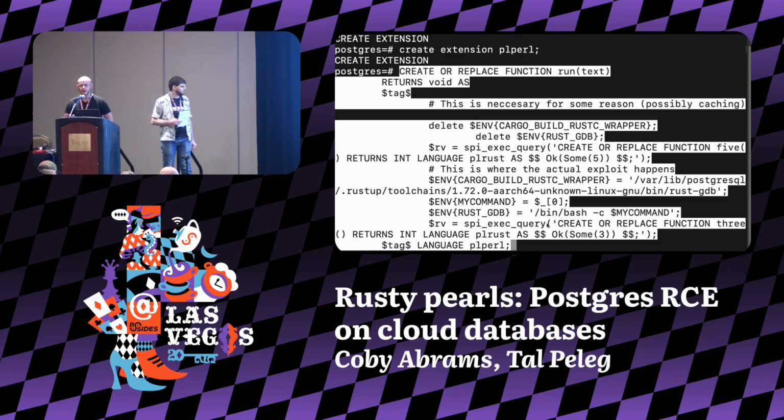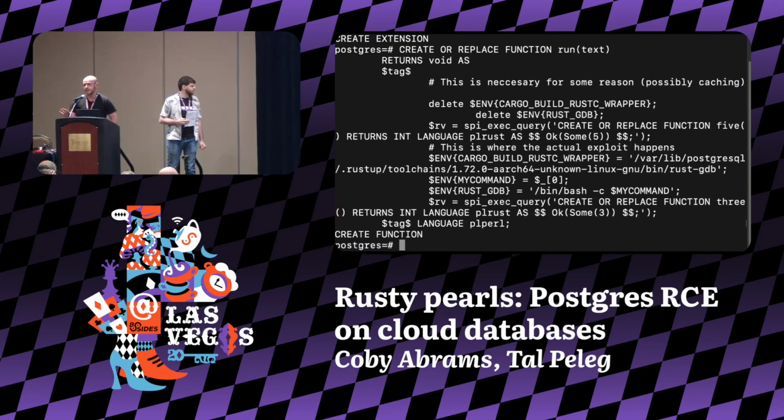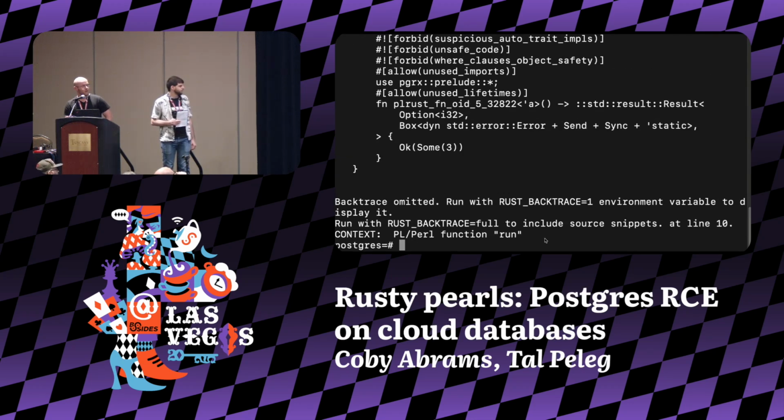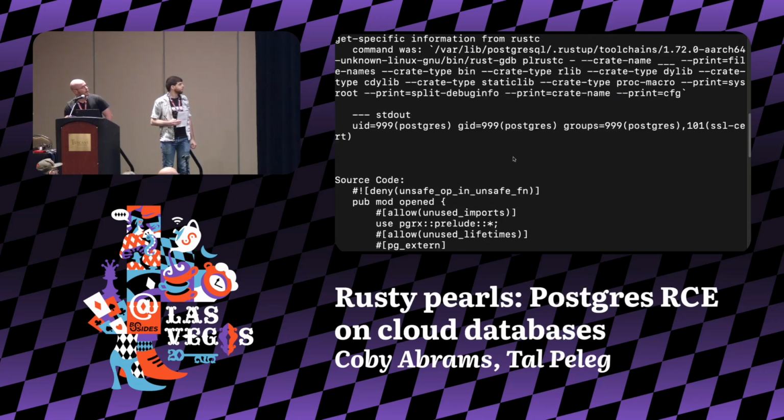And then we're just going to create a Rust function. And that Rust function doesn't need to do anything special. It just needs to be compiled. So when we run the plperl function, it's going to compile the plrust function with our environment variables. And as you'll see in a moment, we get some kind of error, but at the end, we have our stdout.